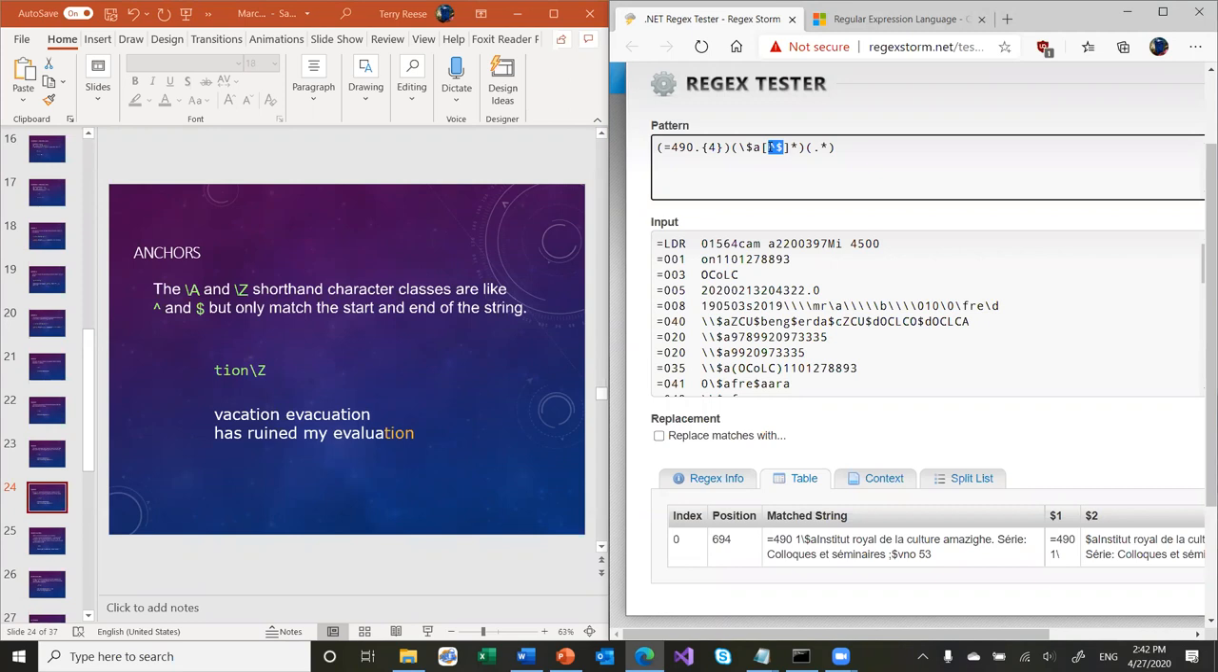It actually becomes harder to read the expression sometimes using the caret and the dollar sign, because they show up often in lots of different contexts. And so the backslash A and the backslash Z, even though they're two characters compared to one, when you see those at the beginning and the end of statements, they stand out in a way that the caret and the dollar sign don't.